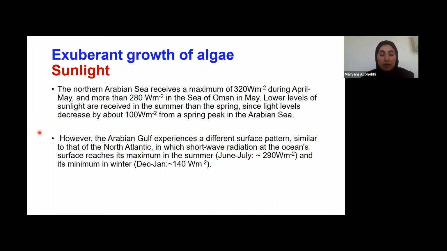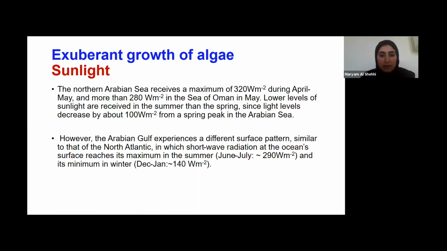The Arabian Gulf experiences a different surface pattern. It is similar to the North Atlantic, in which the shortwave radiation at the ocean surface reaches its maximum in the summer. So the maximum radiation actually happens in the summer, during June and July, and the minimum is in the winter.